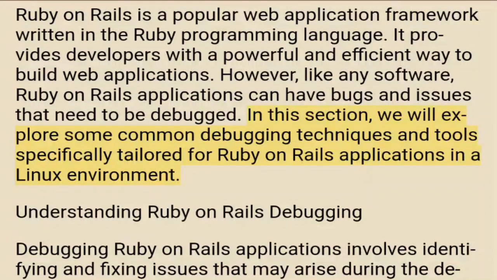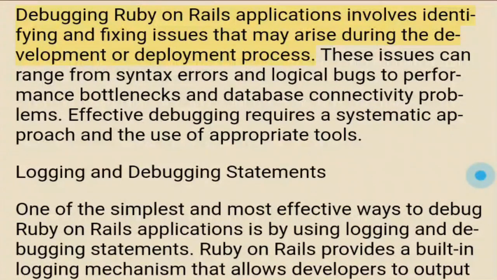Understanding Ruby on Rails debugging. Debugging Ruby on Rails applications involves identifying and fixing issues that may arise during the development or deployment process. These issues can range from syntax errors and logical bugs to performance bottlenecks and database connectivity problems. Effective debugging requires a systematic approach and the use of appropriate tools.